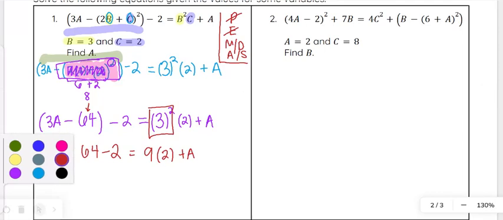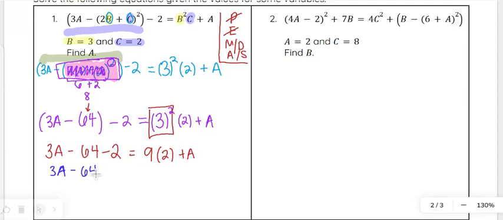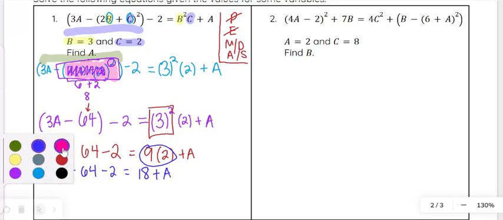Now we do multiplication and division whenever they come from left to right. So we'll start on the left side. No multiplication or division other than 3a, and we don't know what a is. For now, it's going to stay 3a. So 3a minus 64 minus 2 equals, and then 9 times 2 plus a. We can go ahead and do 9 times 2, which is 18. So we have 18 plus a. And then from there, we did multiplication and division.